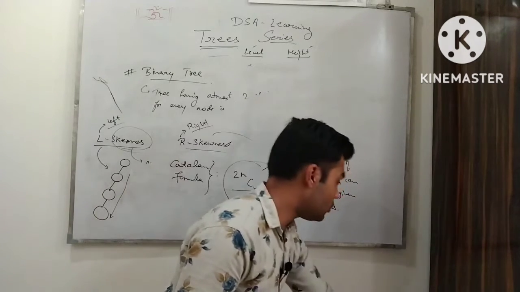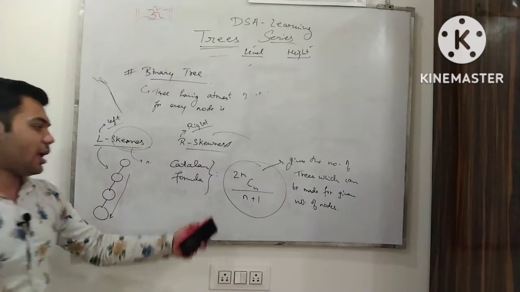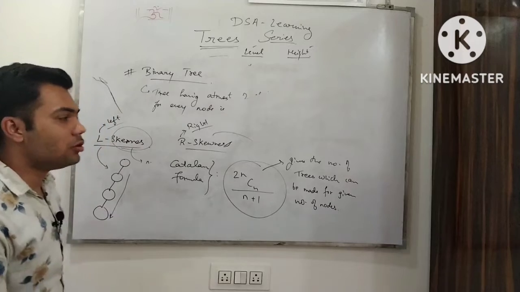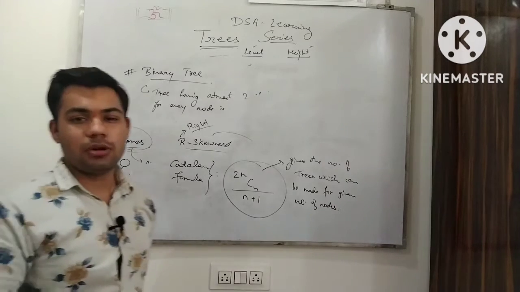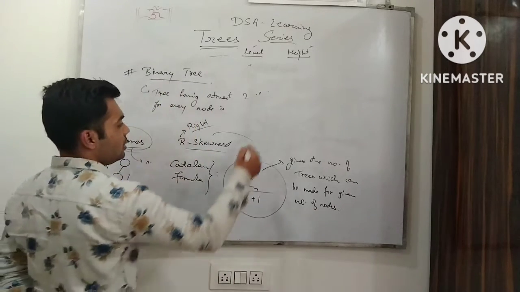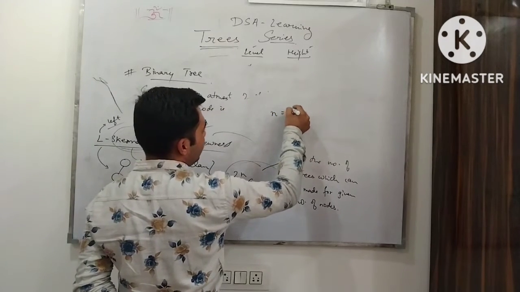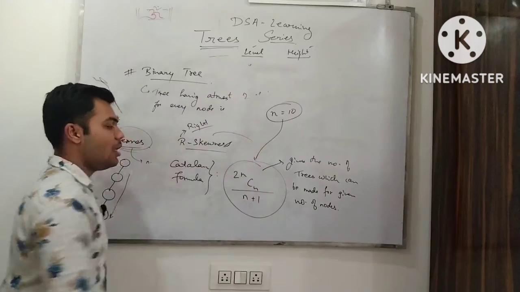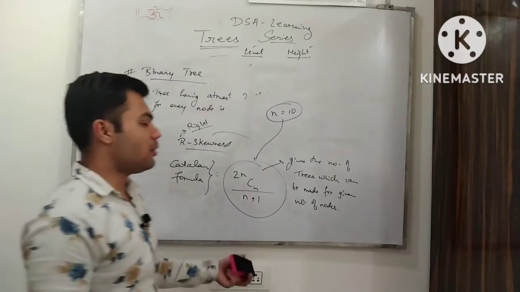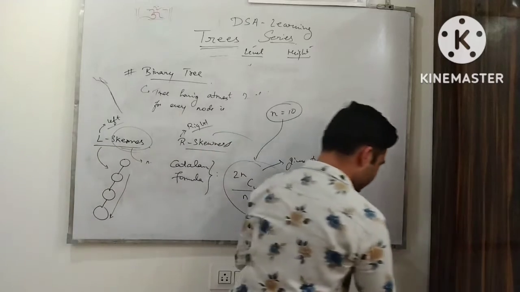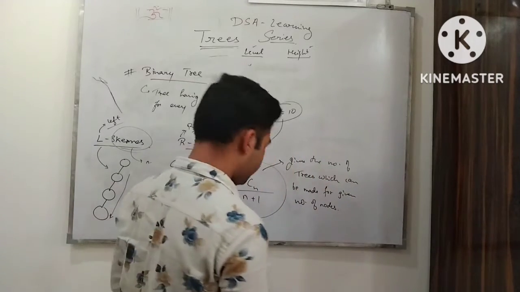Now you can calculate with the help of this formula. If I told you to draw all the possible patterns of the tree having the number of nodes equal to 10, you can simply put the value of n in this, and you will get the number of tree patterns. So this is the formula for that.